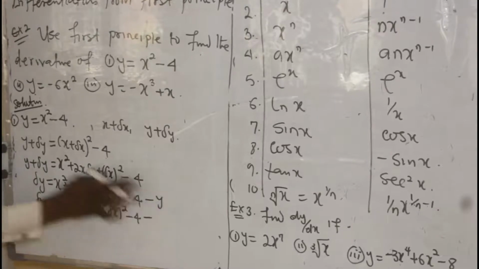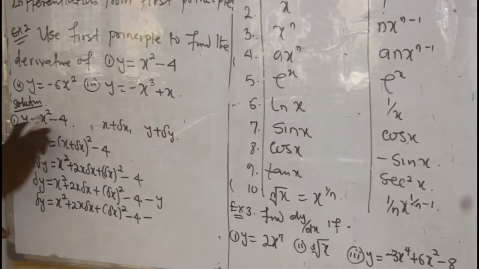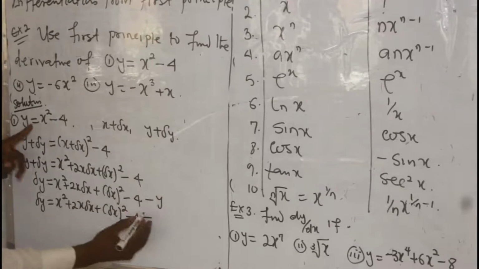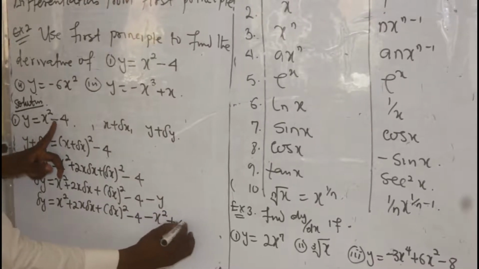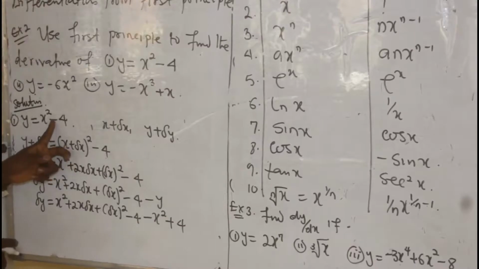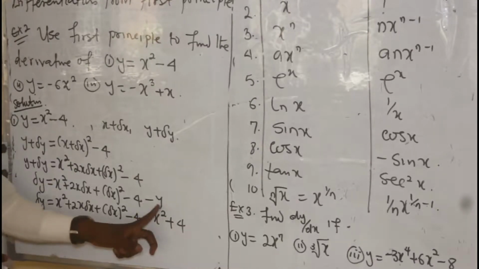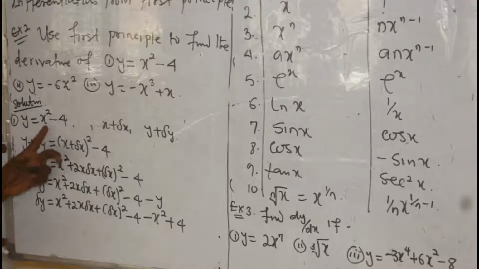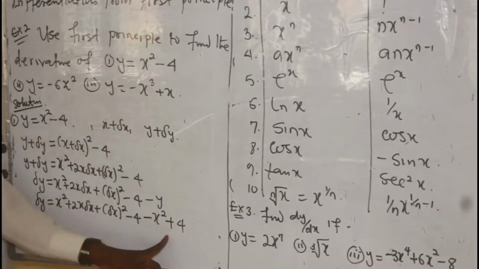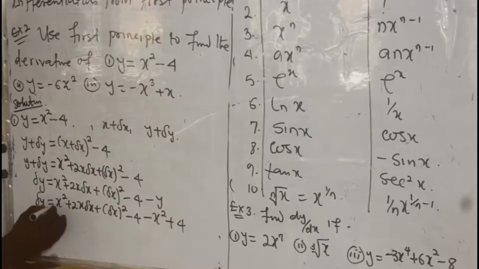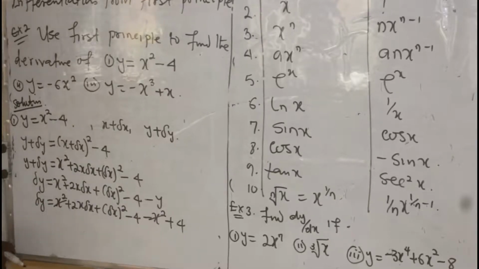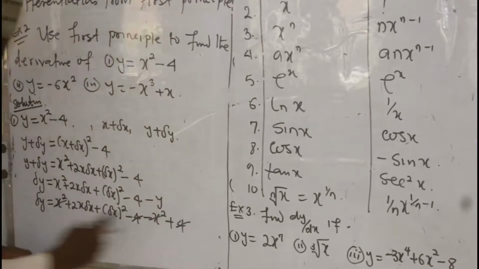What is our y initially, class? X squared minus 4. The minus will go through. So it's going to be, this one will be what? Minus x squared. This one will be what? Positive 4. I hope you understand what I did, because this minus y, the minus will go through. So this is minus x squared, minus minus here is plus. There are some that can cancel here. Which one and which one can go? X squared minus x squared, have they gone? Minus 4 plus 4, have they gone?